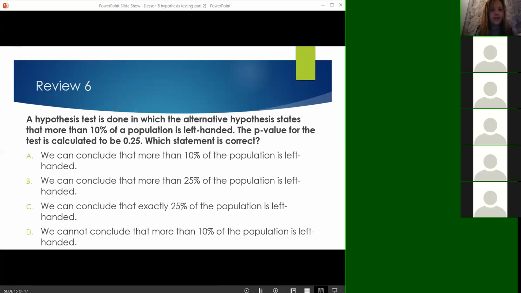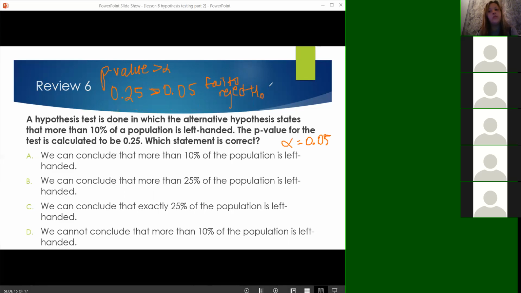All right, good job, guys. Absolutely. So our answer is D here. If we look at this in terms of our p-value and significance level, once again, we're going to assume that our significance level is 0.05 if we're not given it. And we see that our p-value is greater than our alpha, because 0.25 is greater than 0.05. So we're going to fail to reject our null.